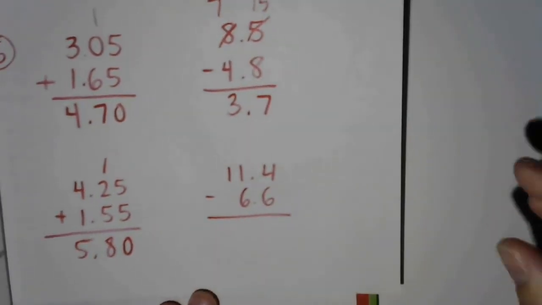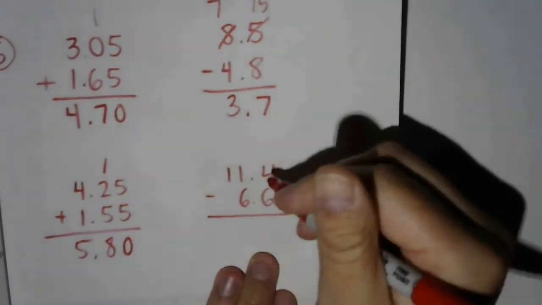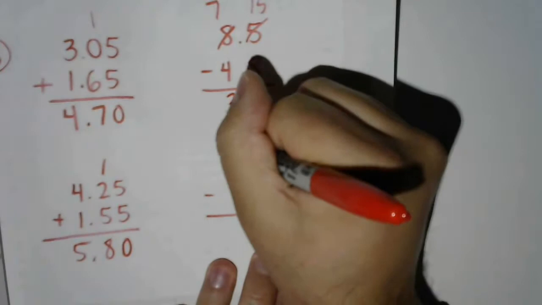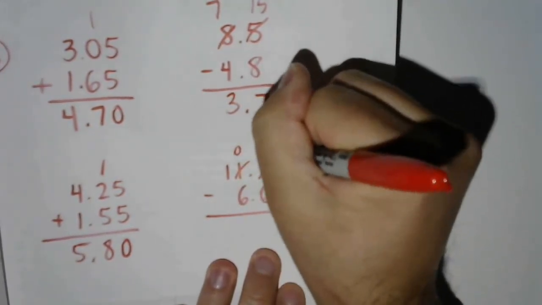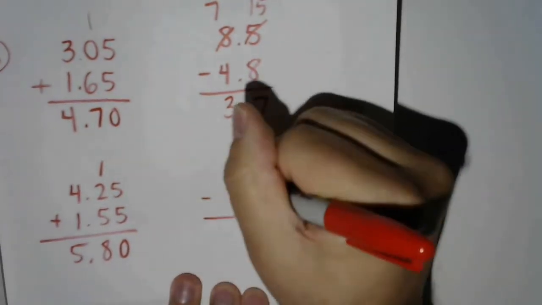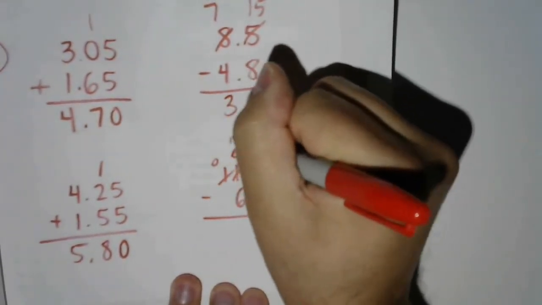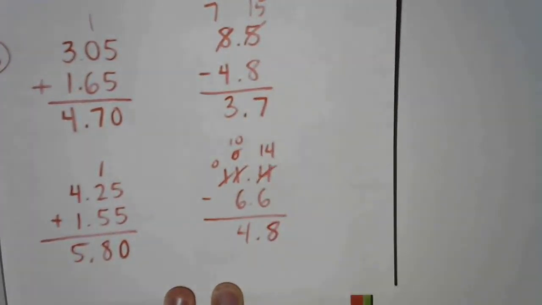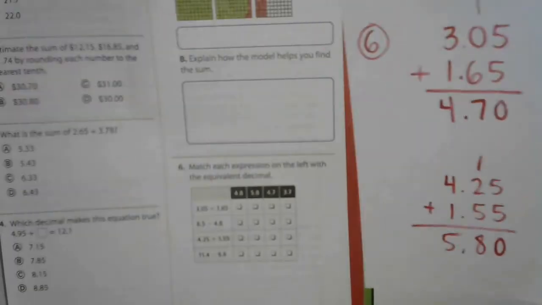And then I'm subtracting 11 and 4 tenths minus 6 and 6 tenths. 4 minus 6, I can't do it. I'll borrow. That becomes 0. The 4 becomes 14. 14 minus 6 is 8. Drop my decimal down. I'll borrow here again. 10 minus 6 is 4. That's 4 and 8 tenths. And again, that's one of my options as well. So that's number 6. Again, a lot of math going on there, but nothing that we're not capable of doing.